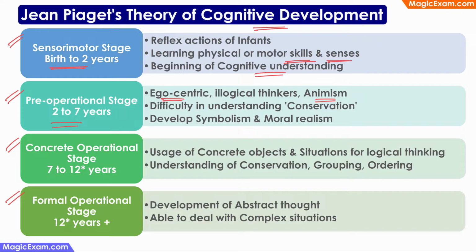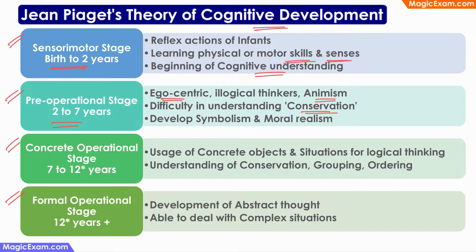And the child also has difficulty in understanding conservation. For example, if you give the child 1 chocolate and the child is crying that he or she wants 2 chocolates. And then you take the same chocolate, break it into 2 pieces and give it back. And the child thinks that now he has 2 chocolates. So that's because they don't understand what is conservation.